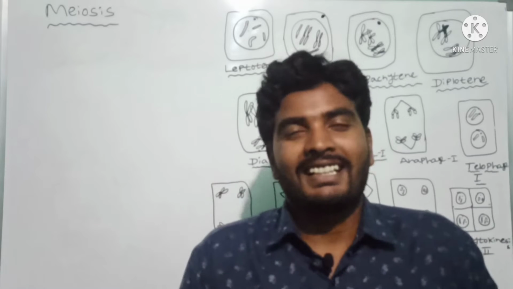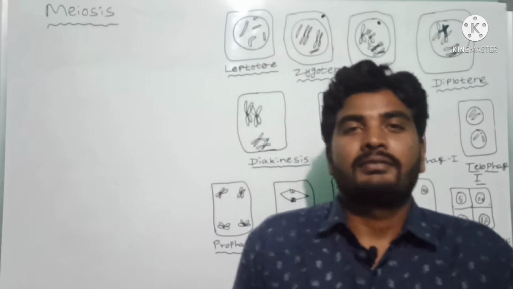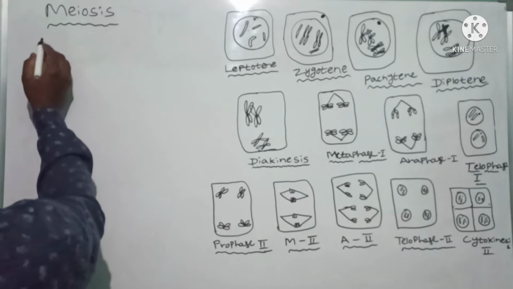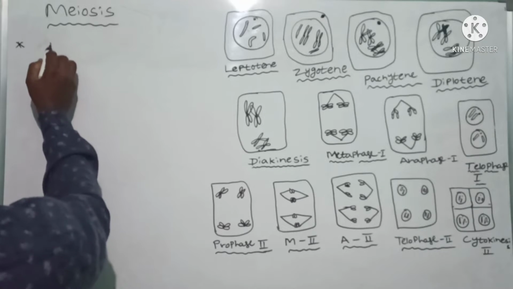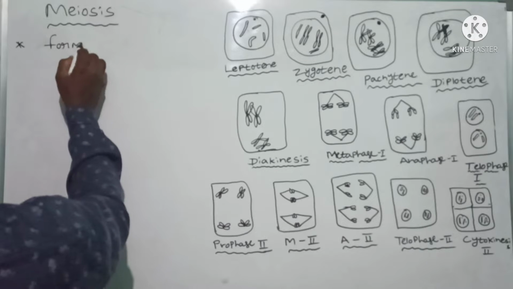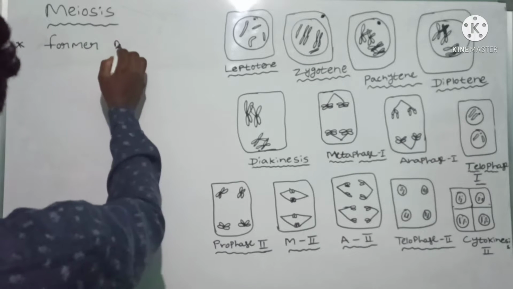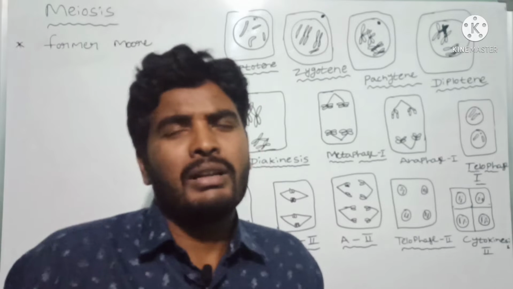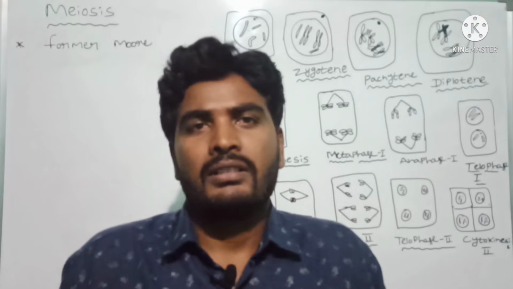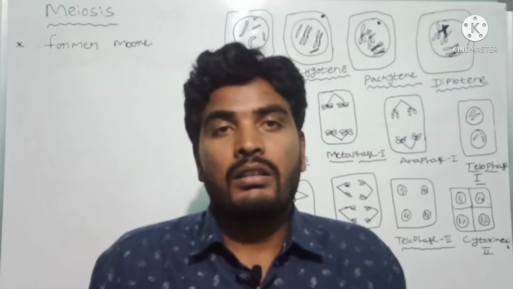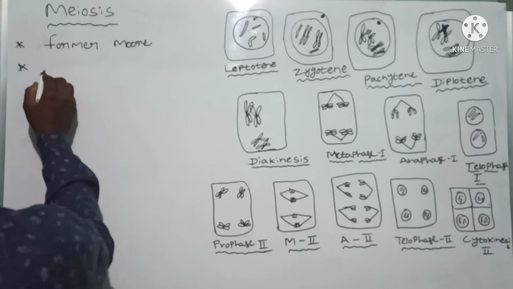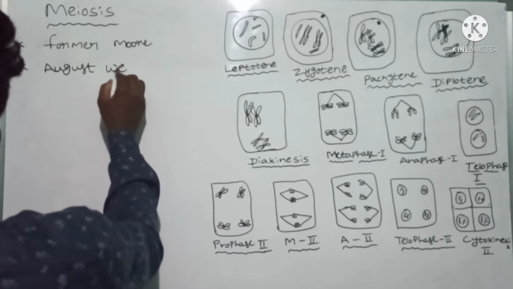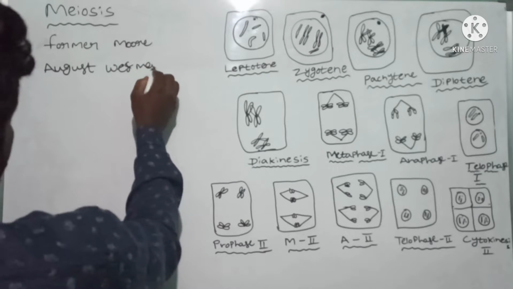Today we are going to discuss meiosis. The term meiosis was coined by Farmer and Moore. In animals, meiosis was discovered by August Weismann.